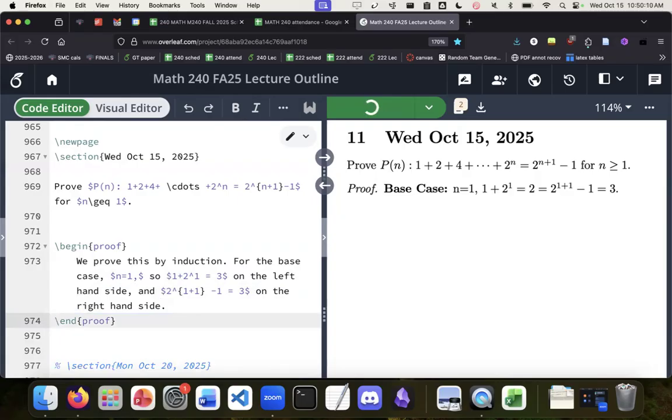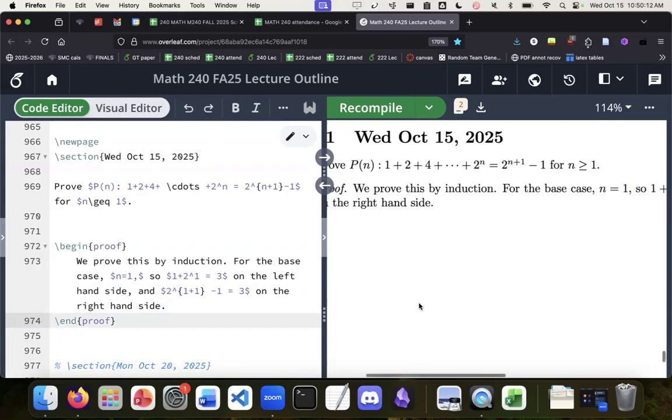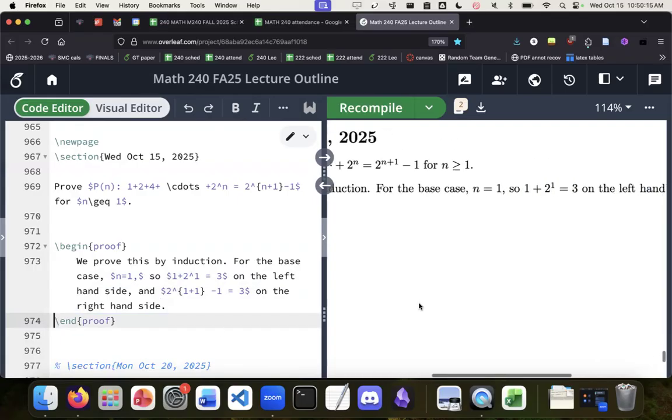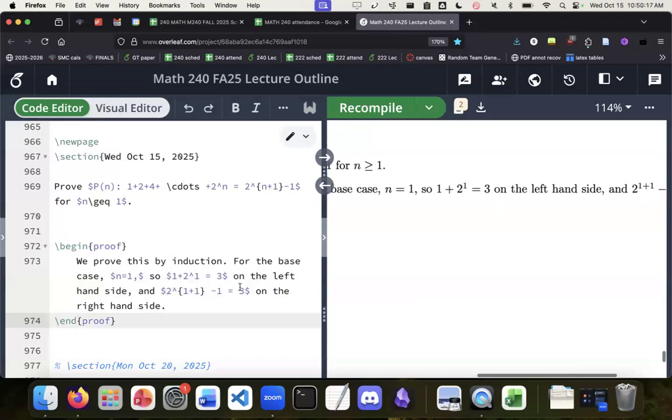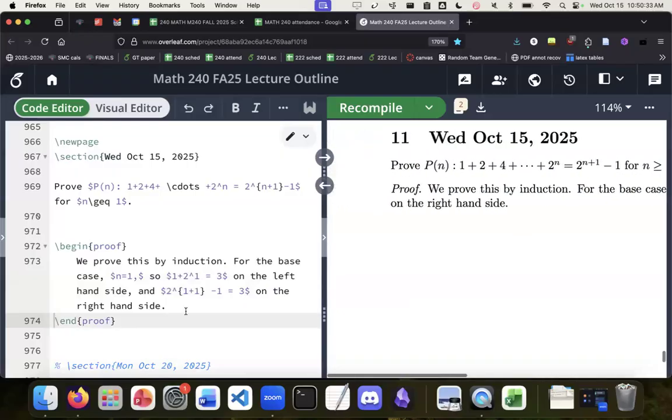Let's see how that looks. We prove this by induction. For the base case, n equals 1. And this is maybe a matter of preference, we could maybe move the left-hand side before. Maybe that's more clear, but I think it's okay. And so 1 plus 1 equals 3 on the right-hand side. Great. So we've written the base case in paragraph form.